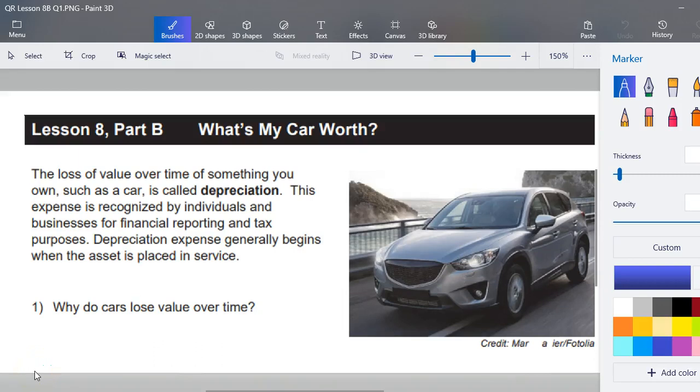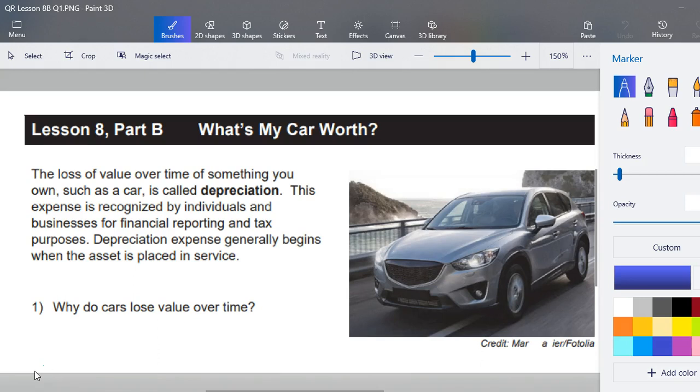Welcome back to Now lesson 8B, What's My Car Worth? And this is a great time to hit pause, read through this first page, answer question 1, and then come back and we'll work on these together. Even go ahead and underline some of the objectives.